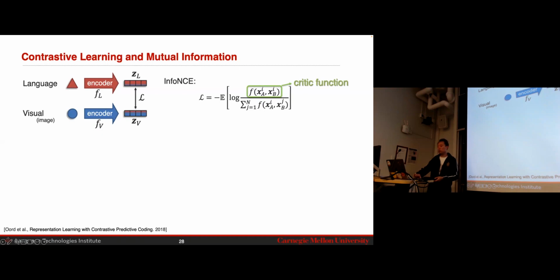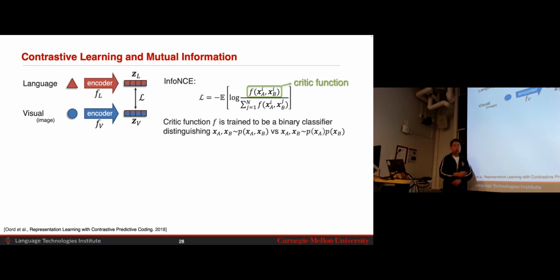Again, these coordination losses basically try to maximize the critic function score for positive pairs and minimize the critic function score for negative pairs. Everything that we've seen before, here's a general way of writing that equation. You can show that when this loss is trained to optimal, to 0, then what you're training the critic function to be is a binary classifier that is able to distinguish between positive pairs and negative pairs.